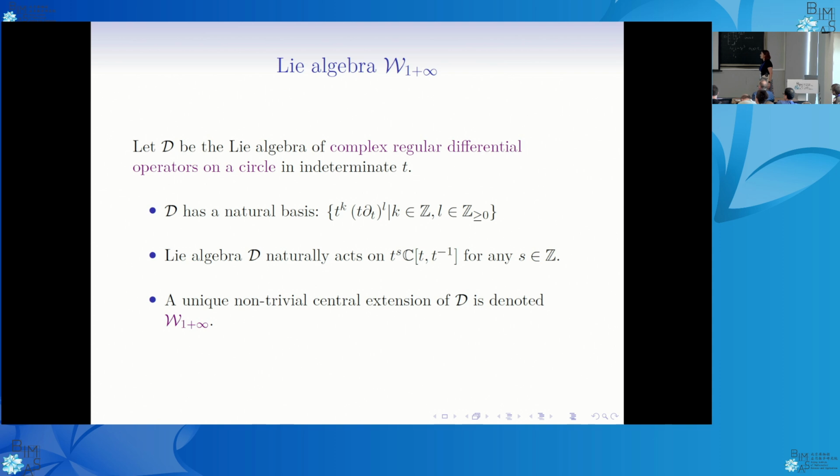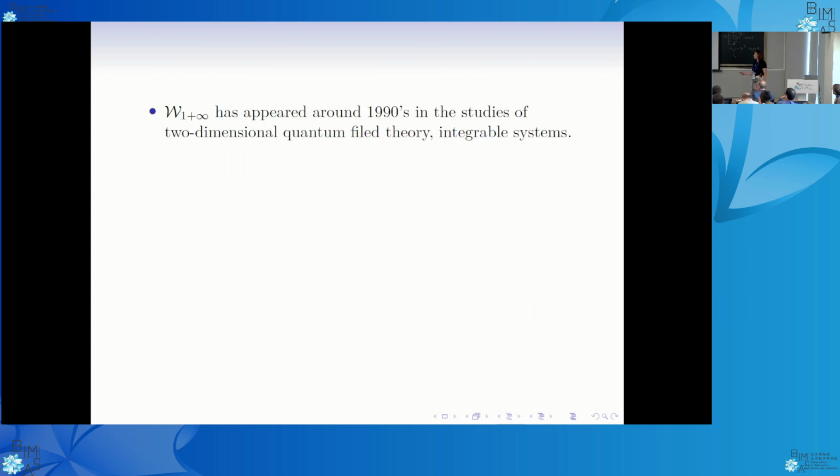Then this Lie algebra naturally acts on the space of Laurent polynomials. We can also introduce a grading here by taking one power of t to the power s outside, and this action will preserve this grading. So we have a bunch of vector spaces where our Lie algebra acts. It turns out that there is a unique non-trivial central extension of this algebra, commonly denoted as W1 plus infinity. This is the object which we want to discuss today from different perspectives.